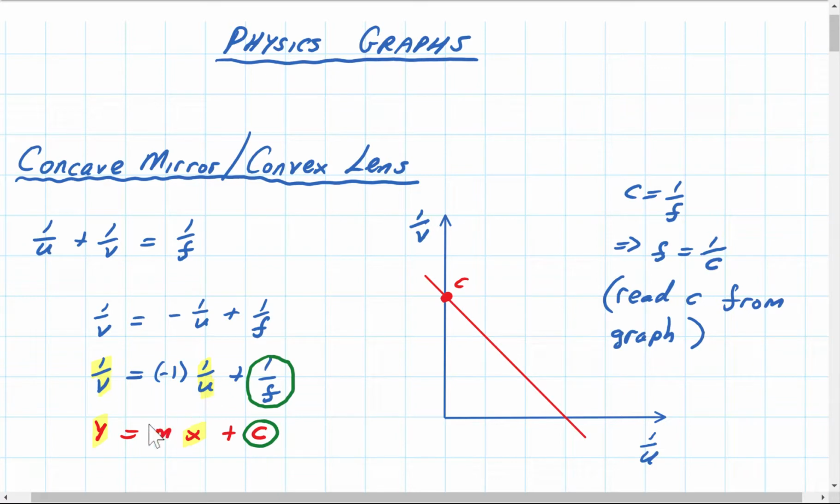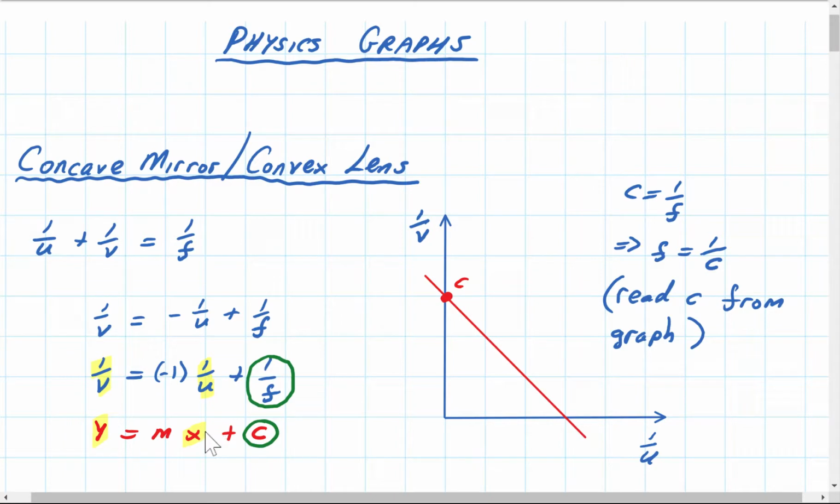If you compare this with the standard formula for a straight line, y equals mx plus c, you'll notice that the x for the x-axis corresponds to 1 over u in this formula. And the same here, the y corresponds to 1 over v in this formula. That's the reason why the graph is 1 over u along the x-axis versus 1 over v on the y-axis. You have to remember that, and people have lost marks in the past for just plotting simply u versus v and paying no attention to what's going on in the maths over here. So you have to do that properly.